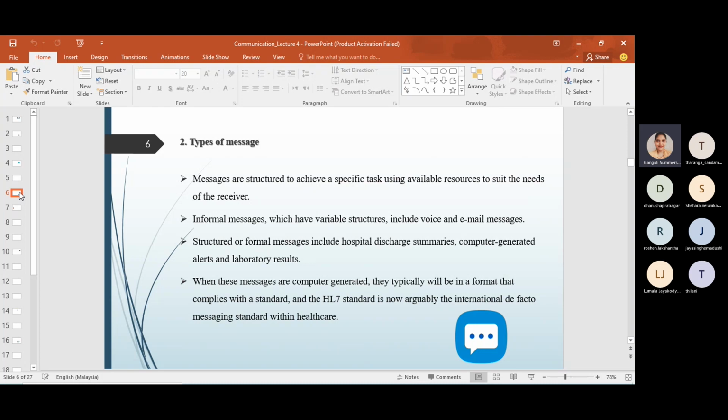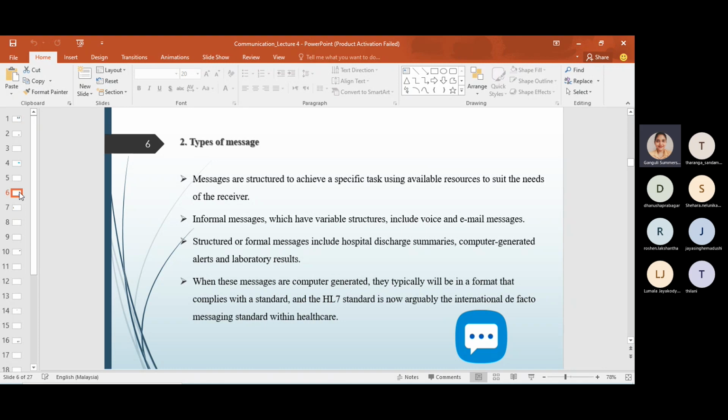There are several types of messages as well. Voice messages, text messages, email messages. These are the three main types of messages that we mostly use in today's generation. So those are three different types of messages: voice, text, and email messages.